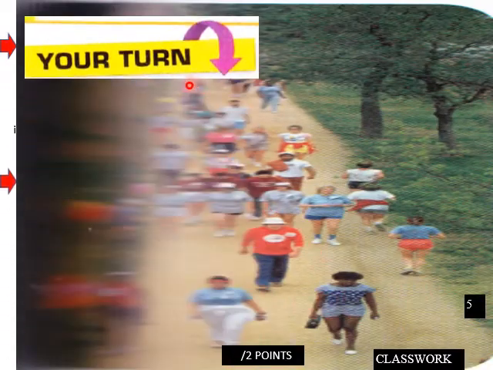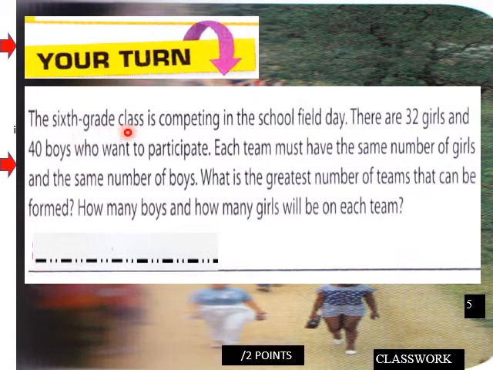Page 5. Again, another your turn. The 6th grade class is competing in a school field day. There are 32 girls and 40 boys who want to participate. Each team must have the same number of girls and the same number of boys. What is the greatest number of teams that can be formed? How many boys and how many girls will be on each team? So here is a good question about putting the same amount of boys and girls on teams.